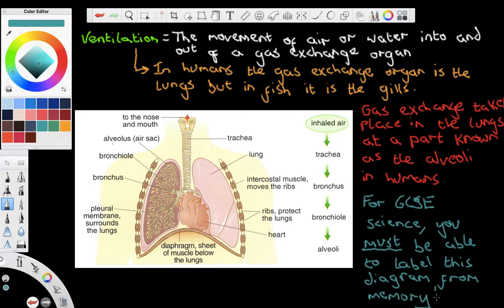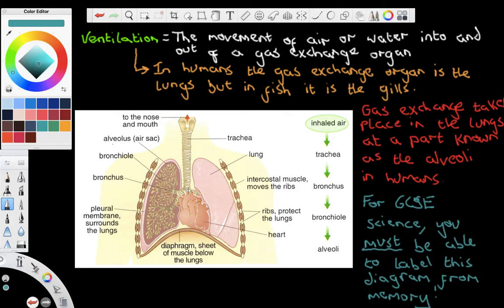so for GCSE, you must be able to label the trachea, you must be able to label the lungs, you must be able to label the intercostal muscles. Essentially, what the lungs are is a series of tubes that get smaller and smaller, ending in an air sac known as the alveoli. So the first tube that air goes down from the mouth and the nose is known as the trachea. This is the widest.